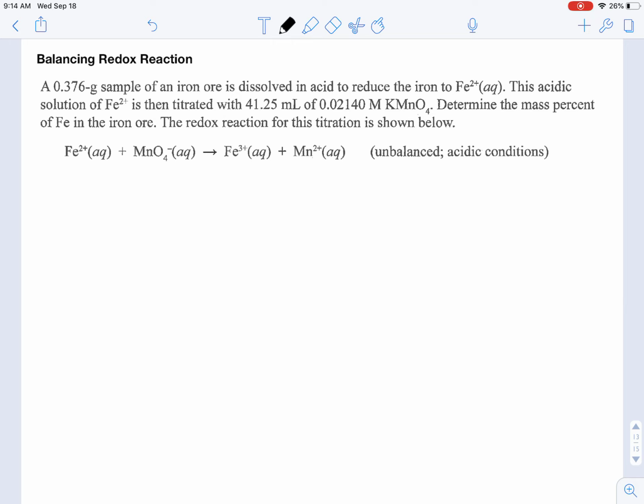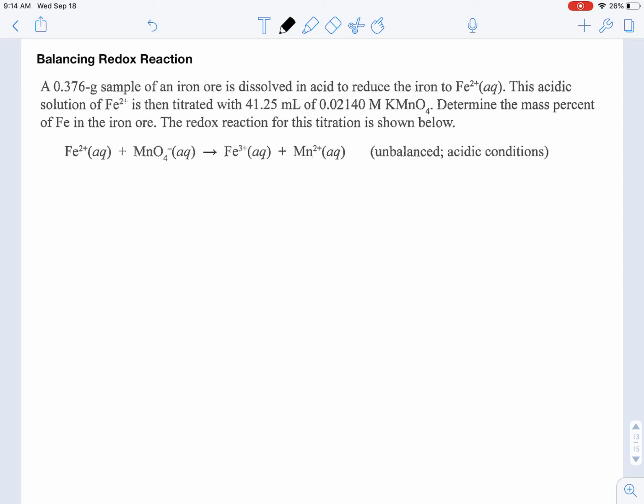A 0.376 gram sample of iron ore is dissolved in acid to reduce the iron to Fe2+. This acidic solution of iron 2+ is then titrated with 41.25 milliliters of 0.02140 molar potassium permanganate. Determine the mass percent of iron in the iron ore.